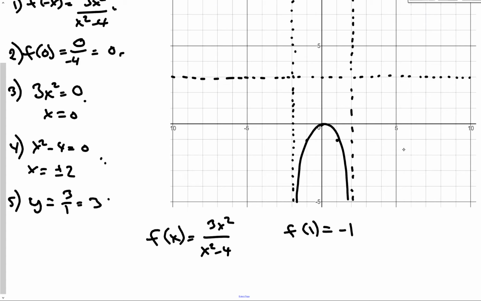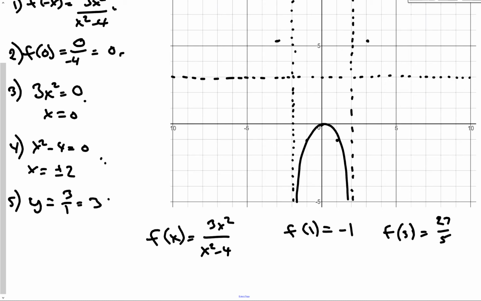Let's do the right, and because this is even, we only have to do one of them because the right will give me the left. I don't want to do that because that's undefined. That's my asymptote. So let's plug in 3. If I plug 3 into this function, I get 9 times 3 divided by 9 minus 4. So that's 27 over 5, which is about 5.4. So at 3, this function is about 5.4, which means that at negative 3, this function is about 5.4 as well.